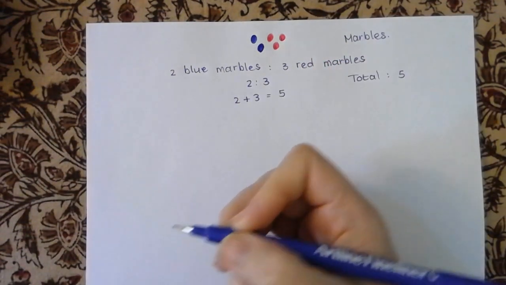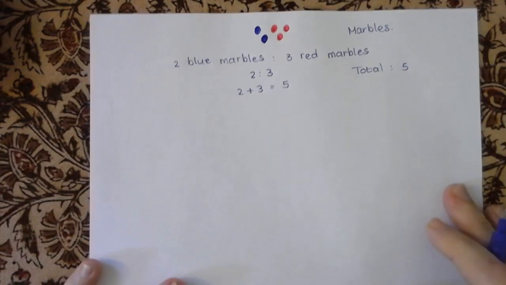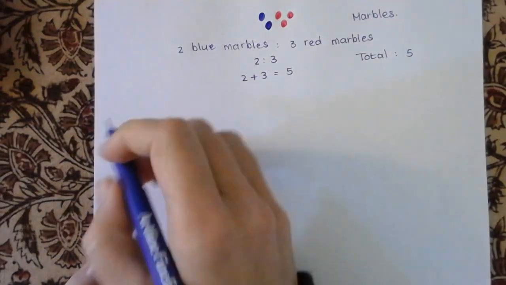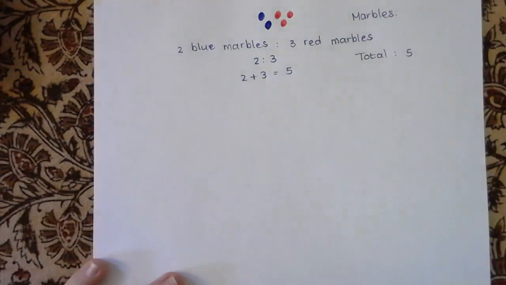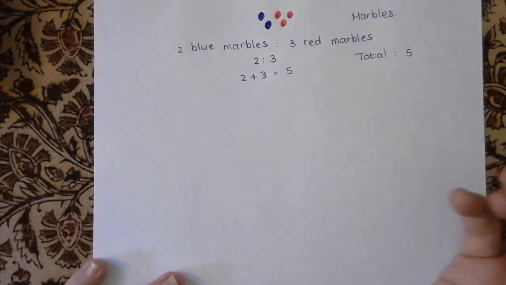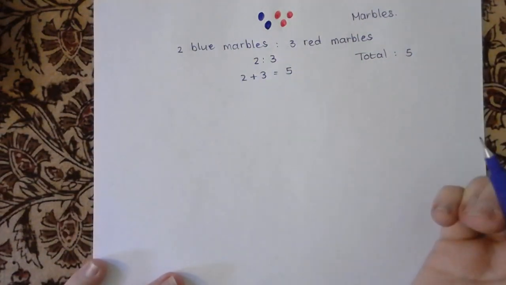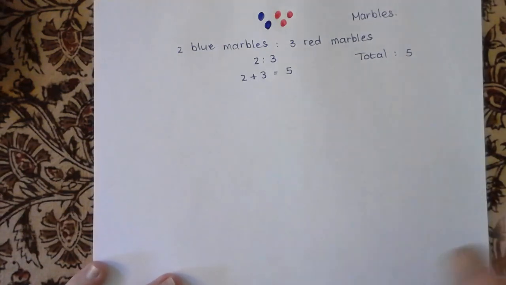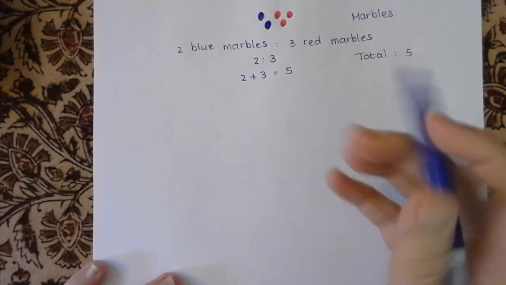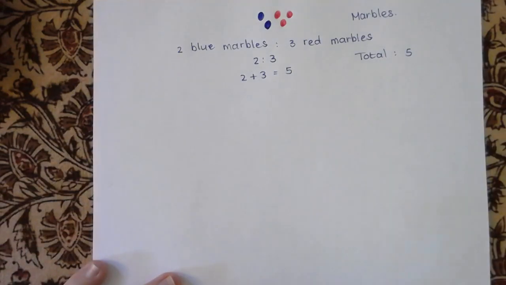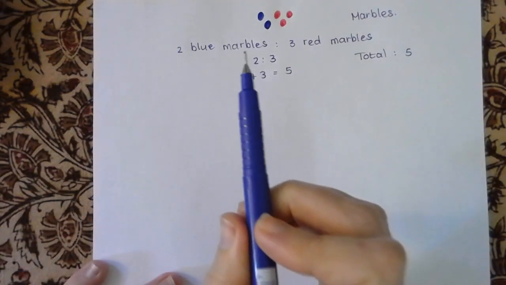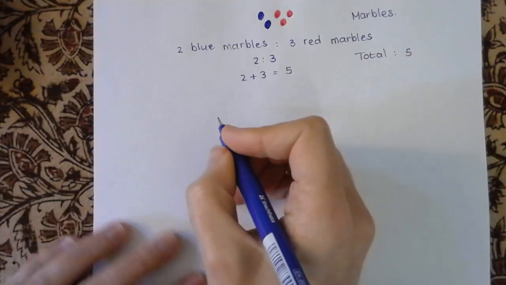Okay. Now I will ask you a question like this. For example, how many blue marbles and red marbles will I have if I have a total of 50 marbles in a bag? Okay, so say I've got blue and red marbles only in that bag, and there are 50 altogether. How many of them will be blue marbles and how many of them will be red marbles?